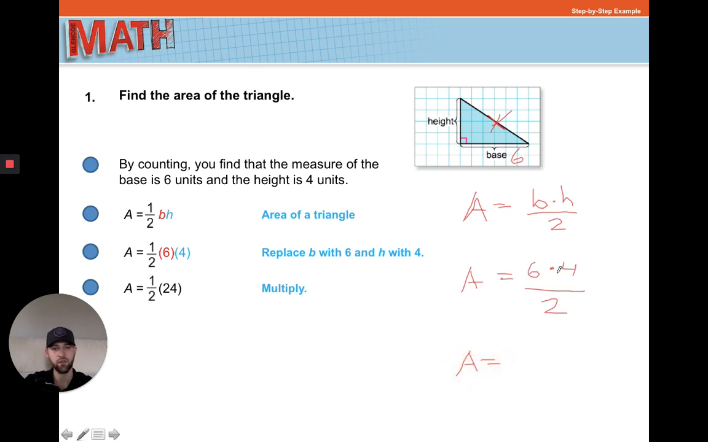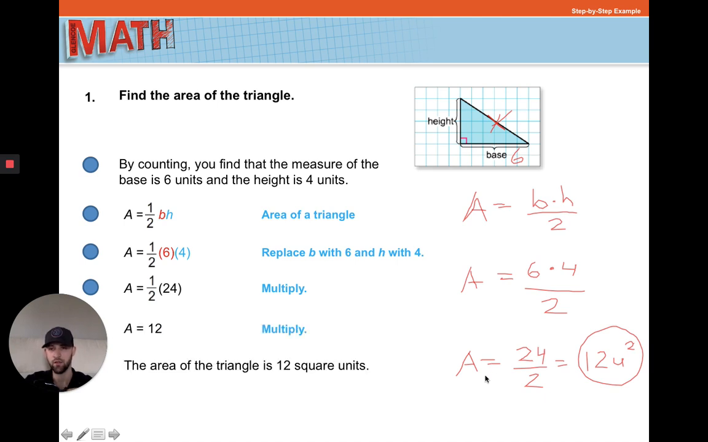Area is equal to, what is 6 times 4? Hopefully you're thinking 24. And then when you do 24 divided by 2, or when you cut 24 in half, you should get 12. Okay. Now, your units are still the same. If we are finding area, it has to be units squared. I just used the U for short, but it should be units squared. Let's see if that's what they get as well. Yes, they do. They get 12 units squared.